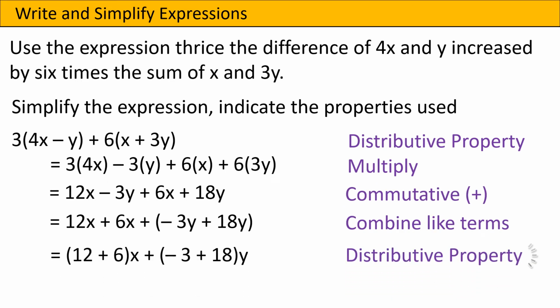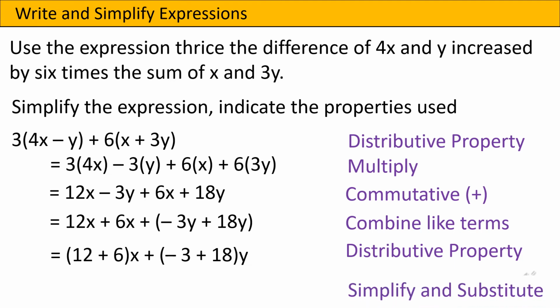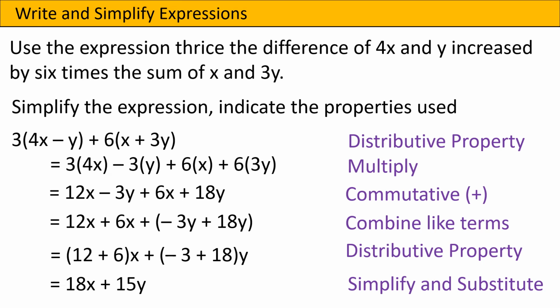Now, we can use the distributive property to factor out the common terms on the first two terms and the common terms on the second two terms. And it will be quantity 12 plus 6 multiplied with the x plus quantity negative 3 plus 18 multiplied with the y. We can now simplify: 12 plus 6 is 18 and negative 3 plus 18 is 15. So, we can substitute the values and we can come up with 18x plus 15y. It is easy, right?